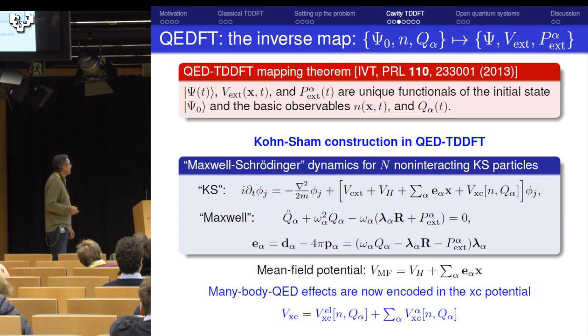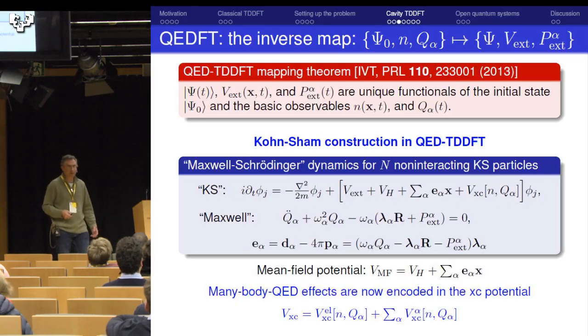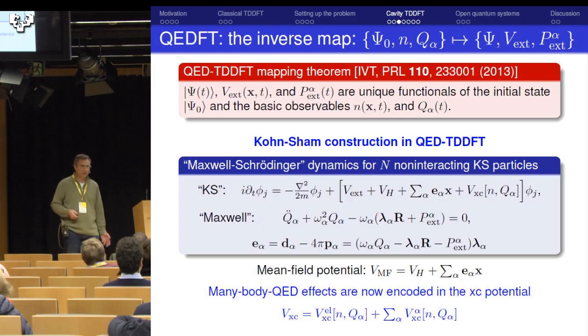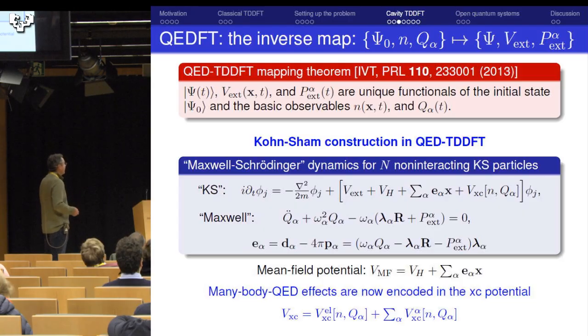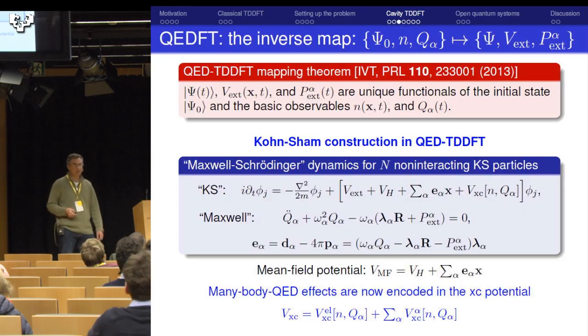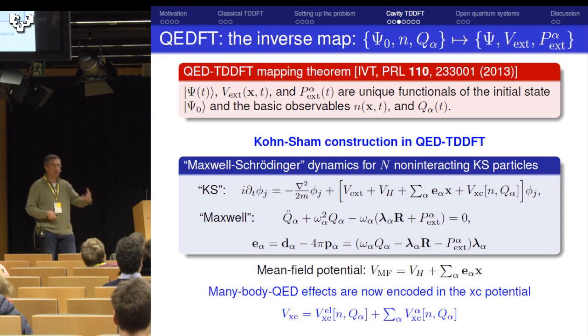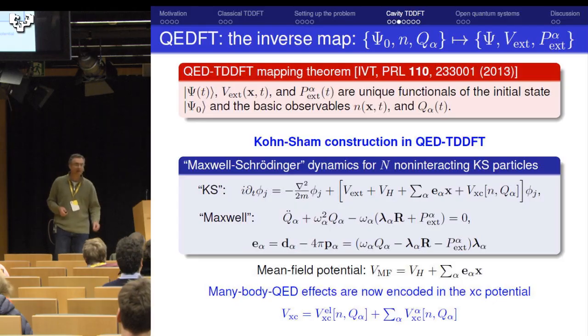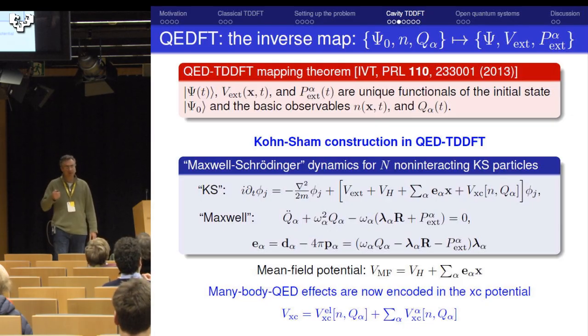And based on this mapping statement, we can formulate the analog of the Kohn-Sham construction. Now the Kohn-Sham construction is the set of Kohn-Sham equations for fictitious non-interacting particles moving in the presence of some one-particle effective potential, and the dynamics of the Kohn-Sham particles is coupled to the dynamics of the electromagnetic field, which is essentially the Maxwell equation projected onto the cavity mode. So all in all, what we have in the Kohn-Sham construction is a possibility to get the exact density of the many-body system and the exact expectation value of the displacement operator and of the electric field, eventually, by solving the coupled Schrödinger-Maxwell dynamics of non-interacting particles.